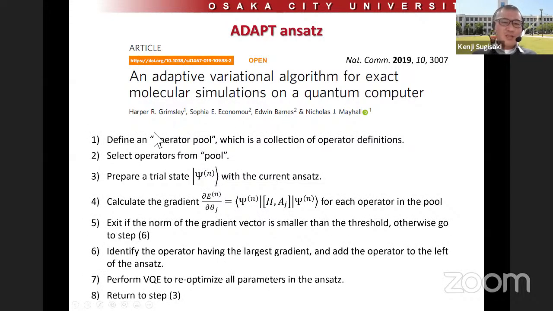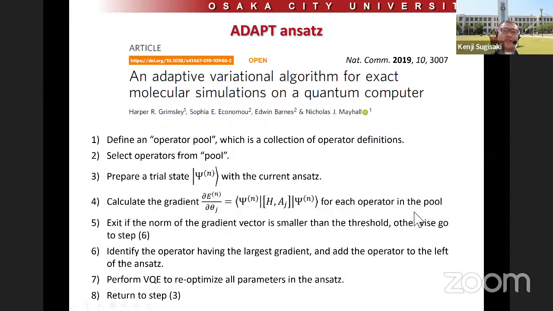In the adaptive ansatz, we first have to define an operator pool, which is the collection of the operator definitions, and select one operator or several operators from the pool and prepare the entire circuit with the current ansatz using the operator selected from the pool, and then perform the calculation of the analytical gradient. Maybe this can be a numerical gradient, but anyway, calculate the gradient for each operator in the pool.